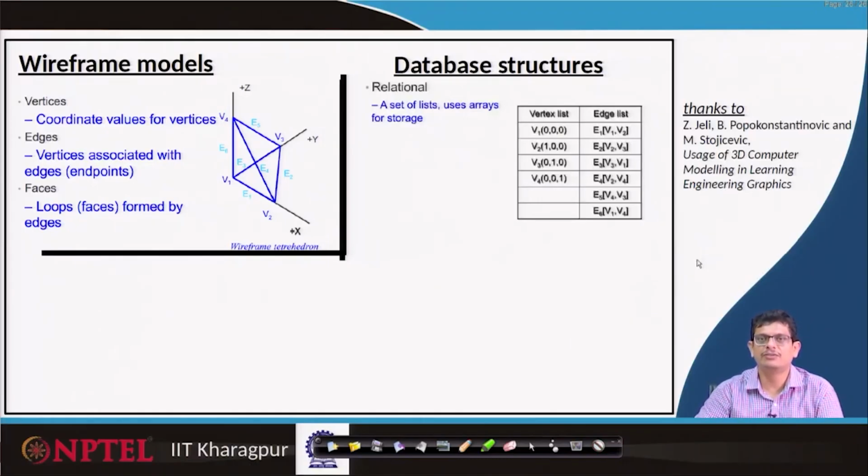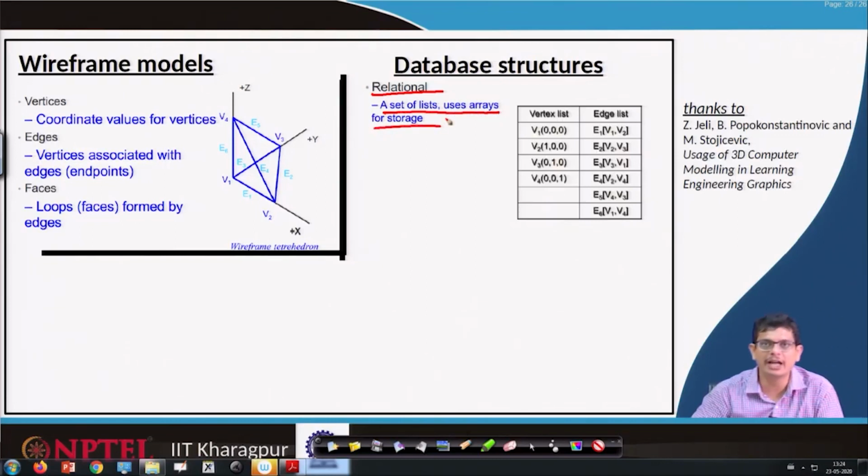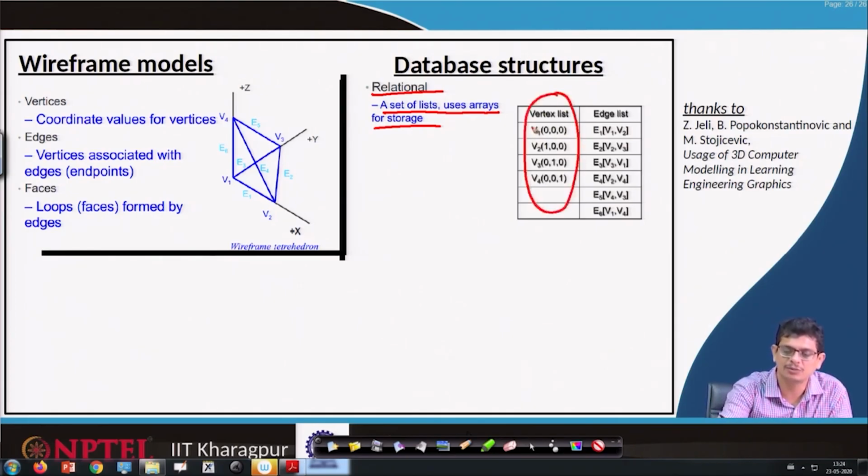There are different kinds of operations or perhaps combinations one can use. One of them is relational operators, where a set of lists and arrays we will use to store something like the vertex list, something like V1, V2, V3, V4, and then the edge list, which vertices are connected with each other so that it forms an edge.